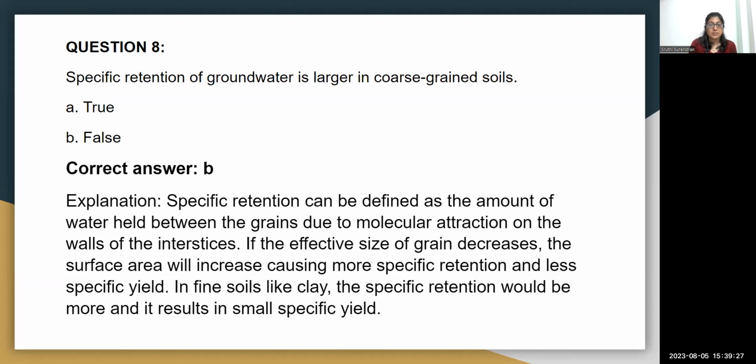Okay. So all these questions will be possible if you correctly understand what specific yield and what specific retention is. So moving on to the next question.